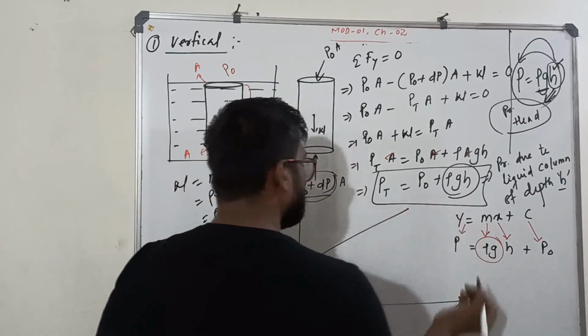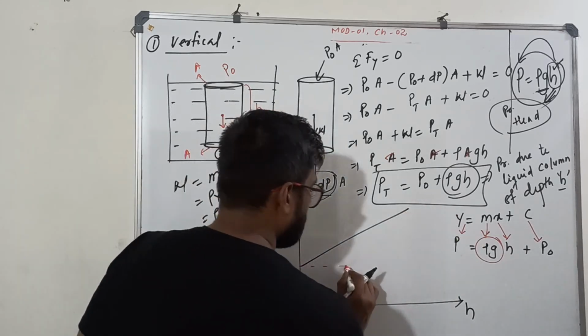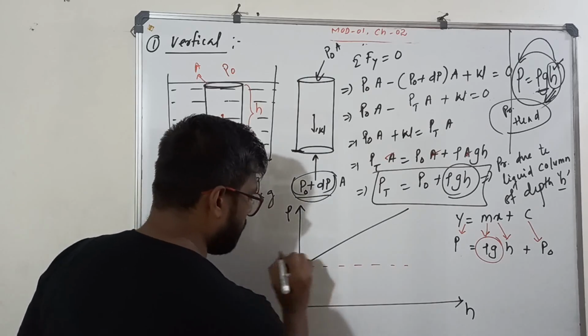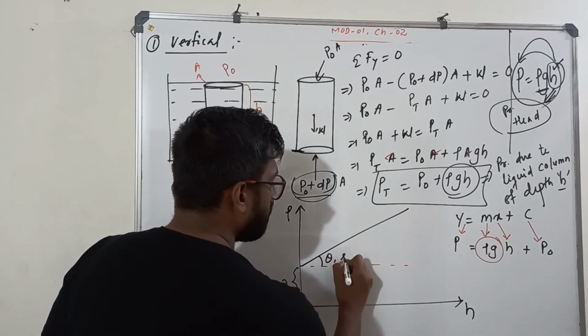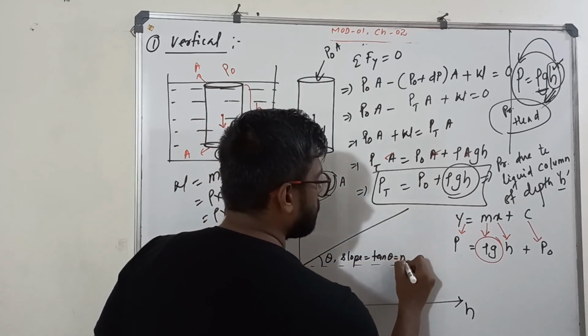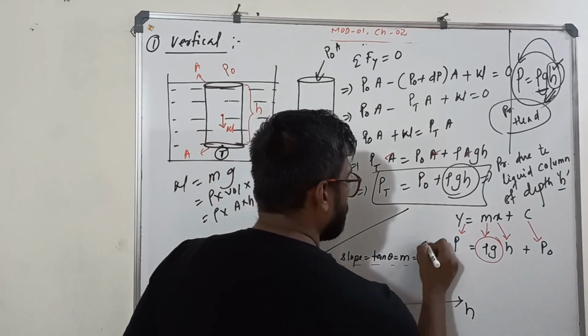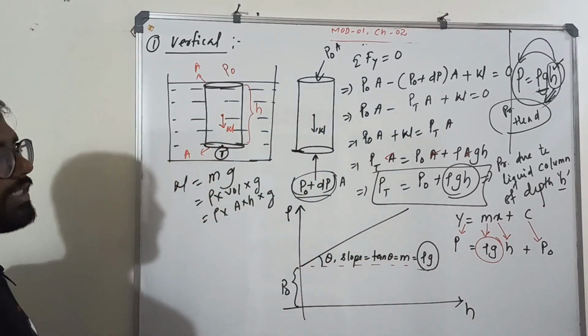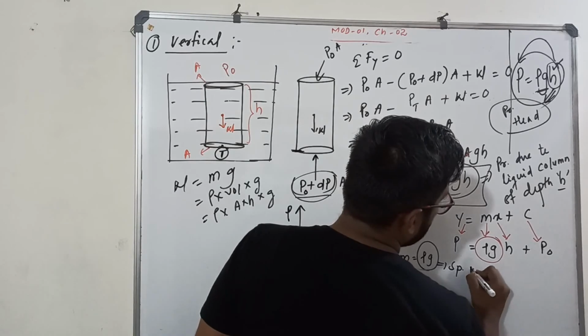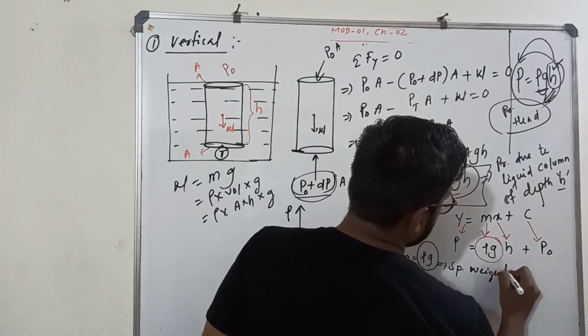This is which equation? Straight line equation. This is the equation of a straight line where this much value is P naught, and what is the slope? Slope equal to tan theta is equal to M, equal to what? Your rho into G is your slope. That is your specific weight.